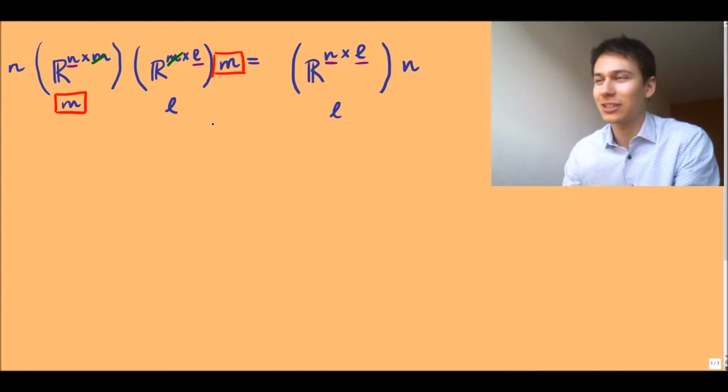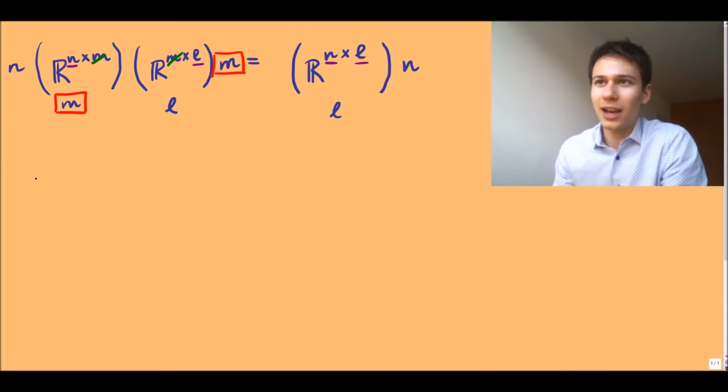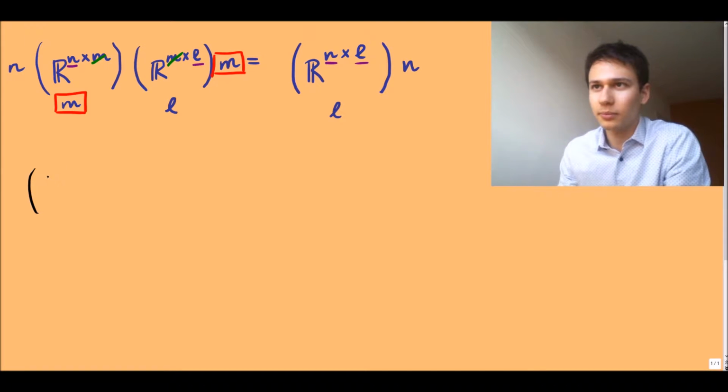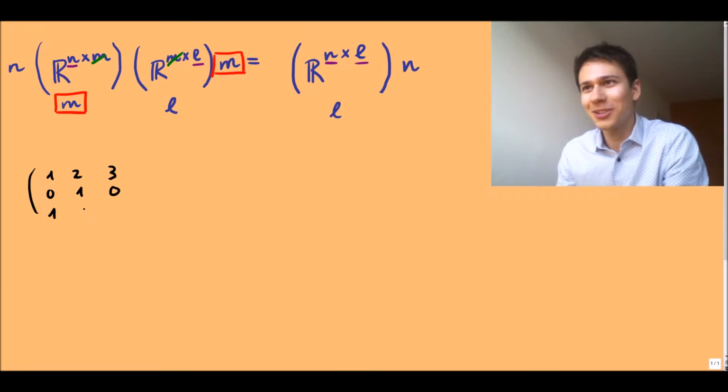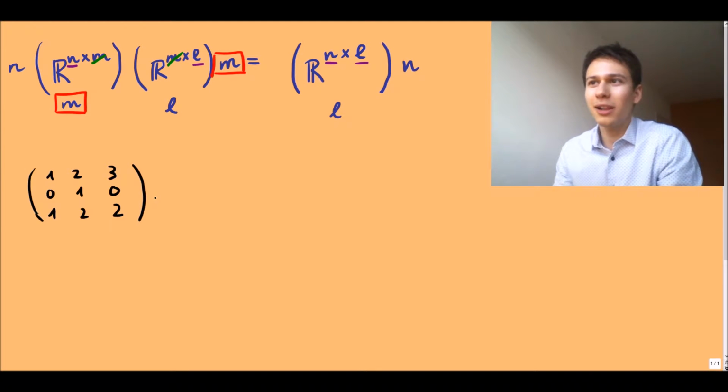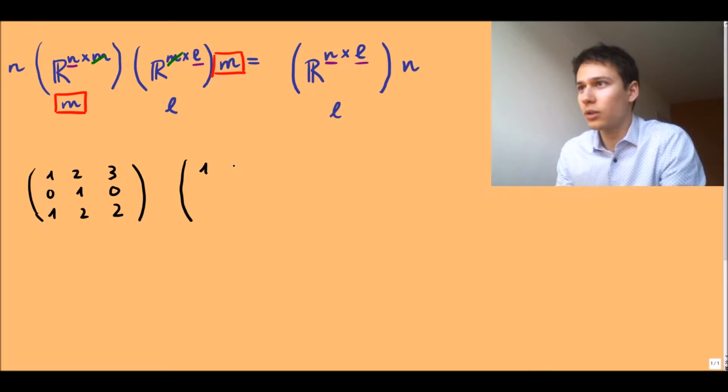Now let's look at some concrete example which would be a valid example for matrix multiplication, or let's check if it is valid. Suppose we have the matrix 1, 2, 3, 0, 1, 0, 1, 2, 2, and we multiply this matrix by the matrix 1, 1, 2, 1, 0, 2.